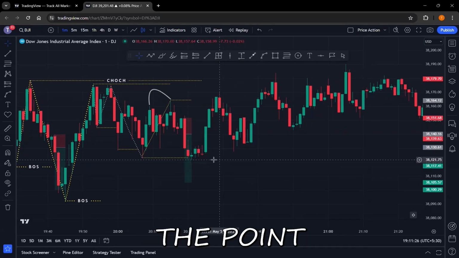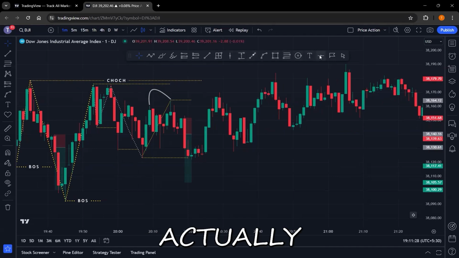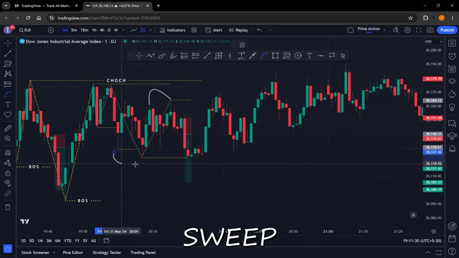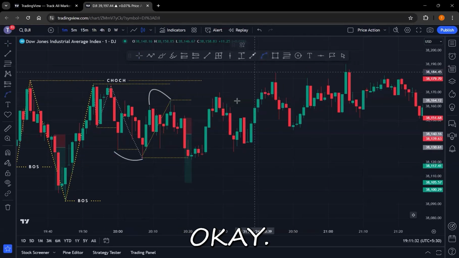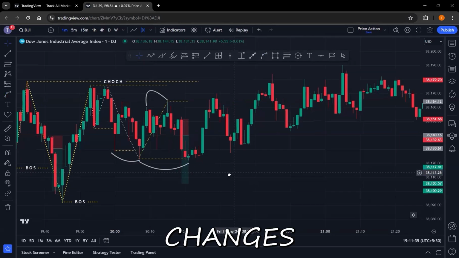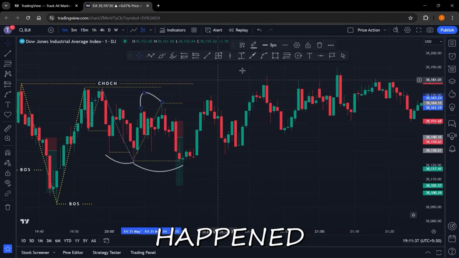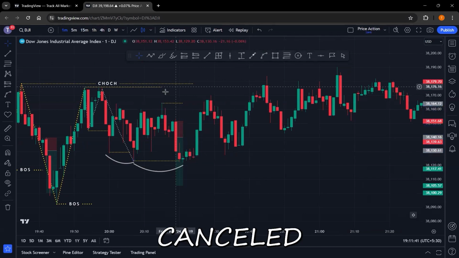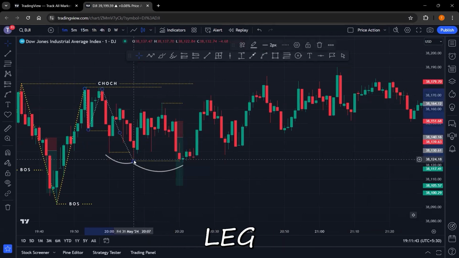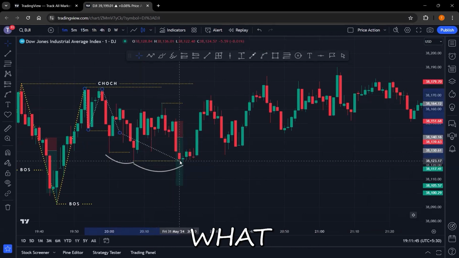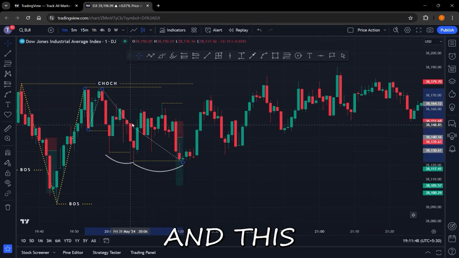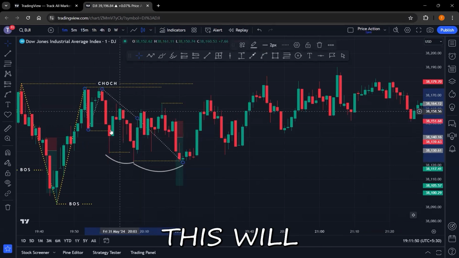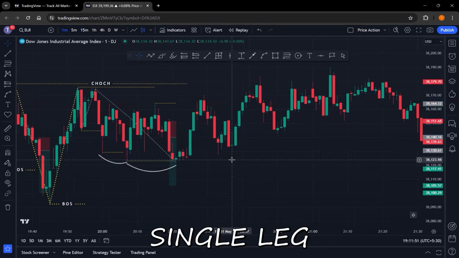So now coming back to the point, what had happened, you can see that the price actually swept this major level again. So first sweep was there and the second sweep is over here. Okay, so this changes our perspective. How? Because what had happened from here, this major low or high will be cancelled out, and this will be regarded as your single leg in the market. So this leg will be stretched towards this point, and this will be your new support in the market, and this whole thing will be considered as a single leg in the market.